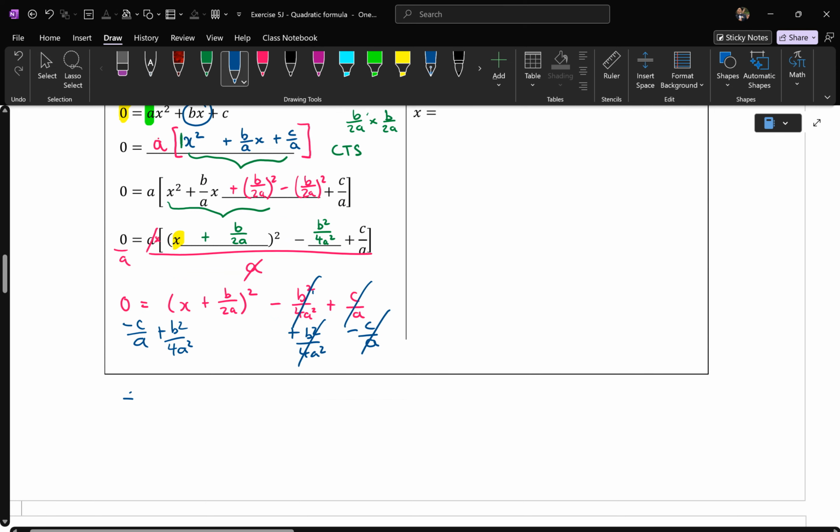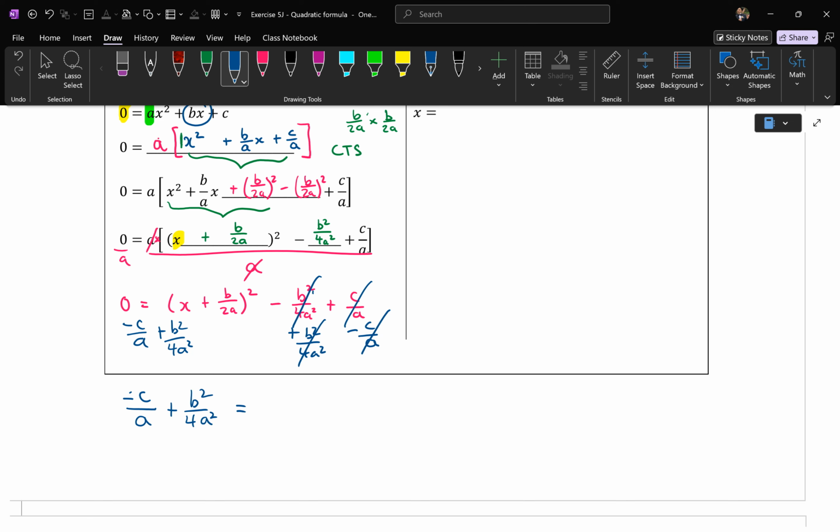I'm just going to write it out a bit cleaner down here. This now gives you negative c over a plus b squared over 4a squared is equal to x plus b over 2a all squared. Getting rid of square, what's the inverse of squaring? Square root. But what do you have to be careful of when you square root? Plus or minus. So this cancels out. Don't forget there's a plus or minus answer there.